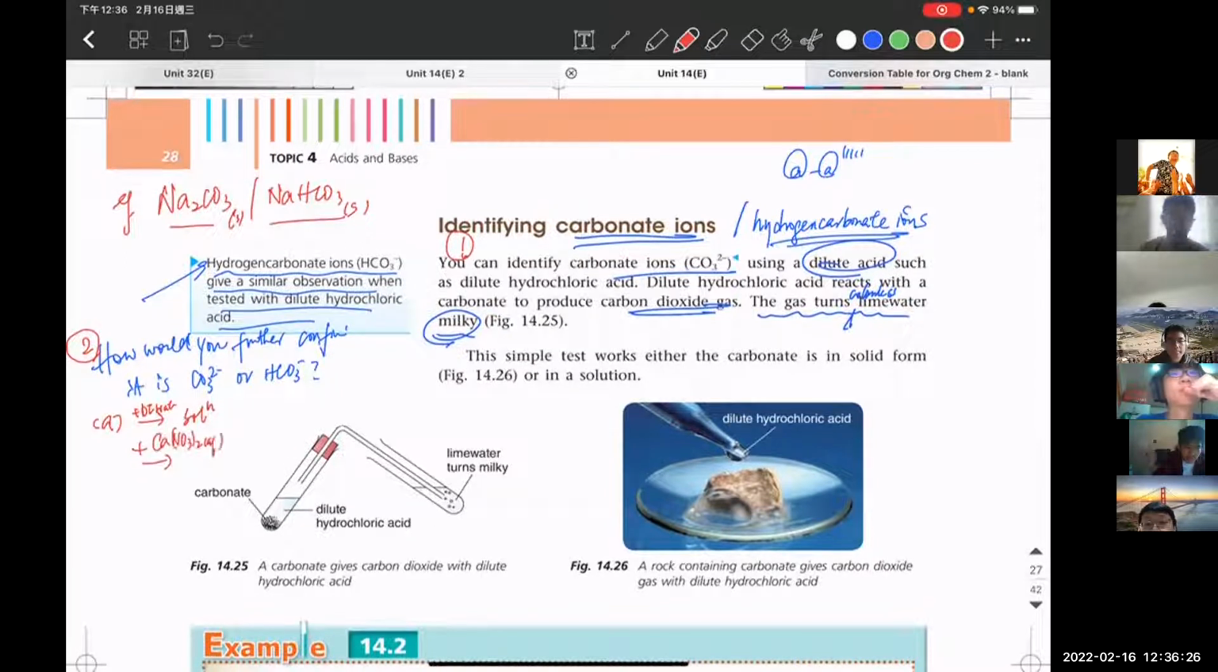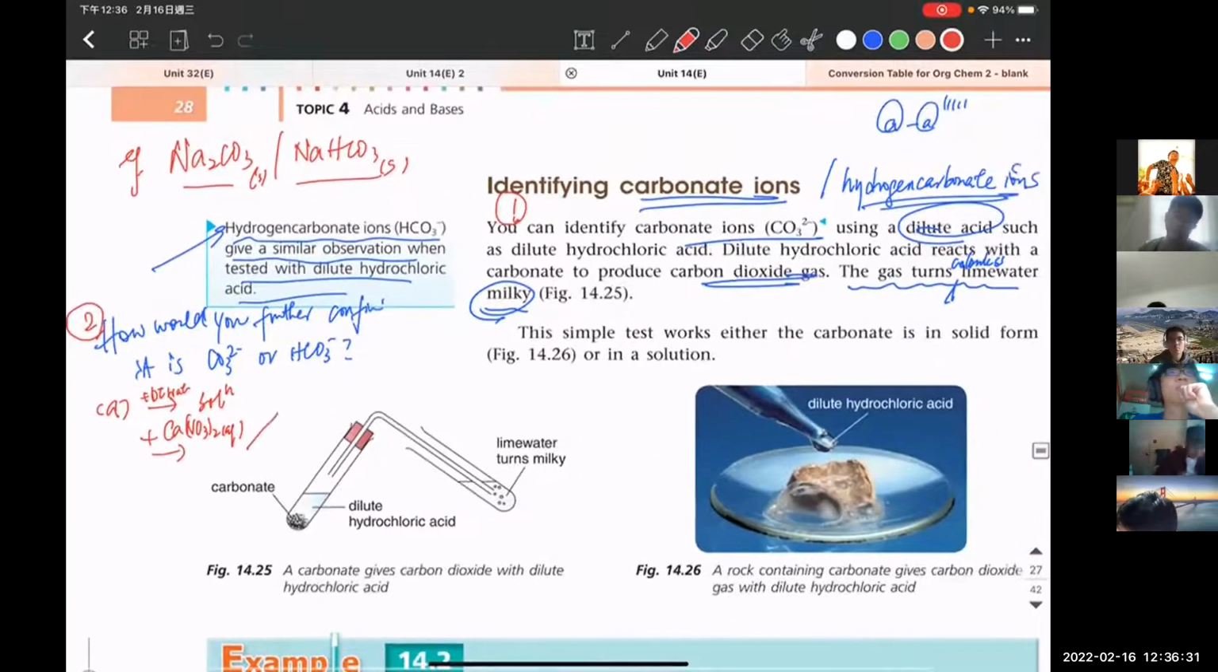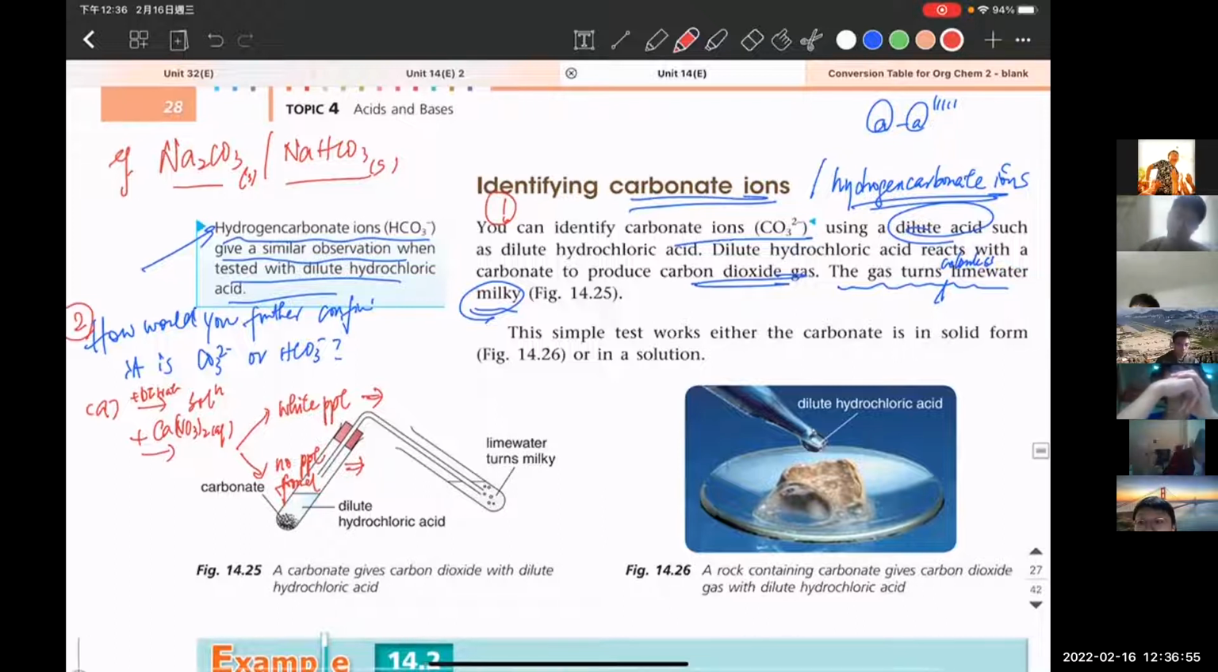Why? We've got two cases. In case I have got white PPT, I know what is the original chemical. In case there is no PPT, I know that that is another case. Do you know? If it is white PPT, I know it is carbonate. If no PPT, it's hydrogen carbonate. Why? This is what you know.